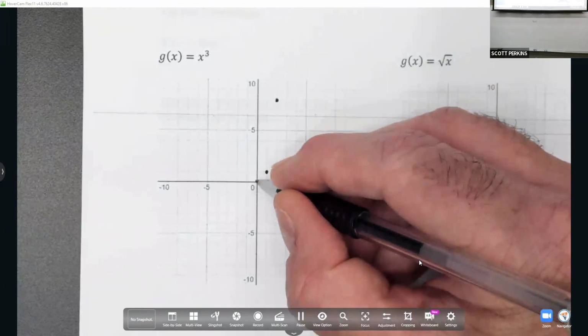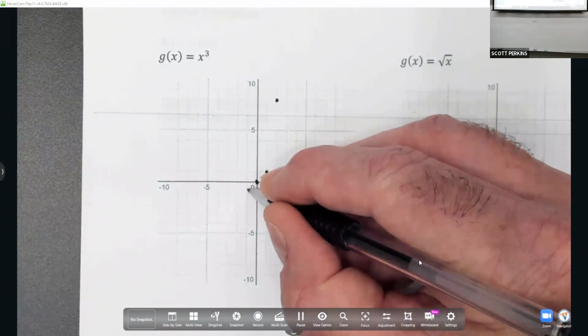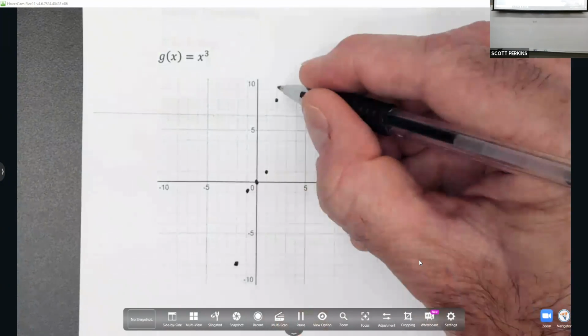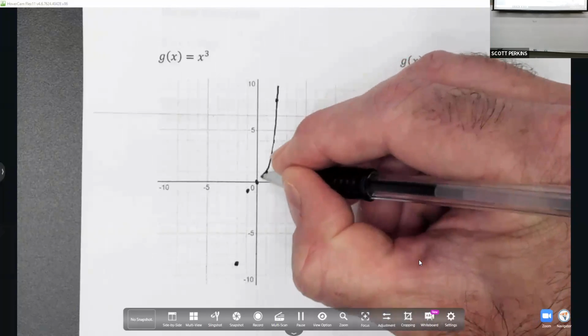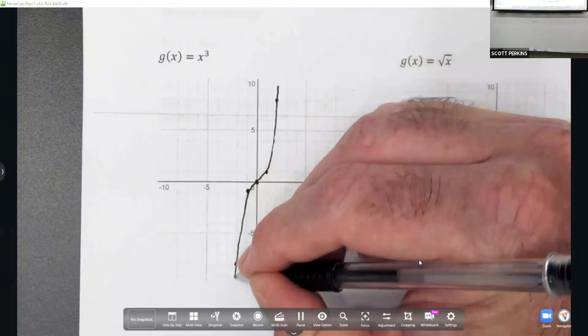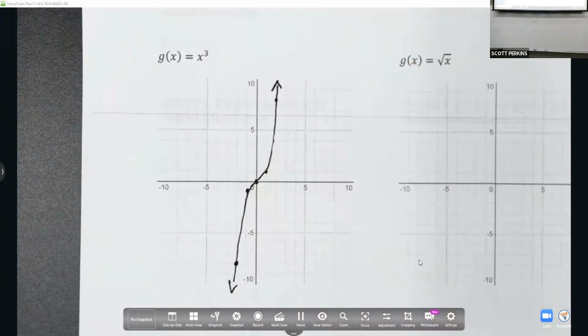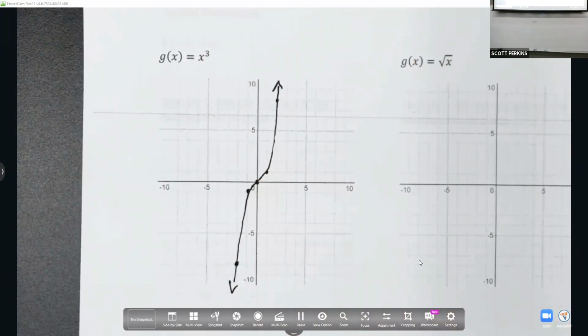Over 1, up 1, 0, 0. When I cube negative 1, I get negative 1. Negative 2 gives me negative 8. And you get this graph, looks like a propeller. Oh, yes, I am on fire today as far as my drawing ability goes. I'm loving it. All right, I'm going to keep moving on. If you have a question, just raise your hand. That's what I'm here for.